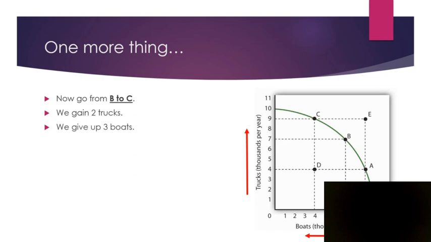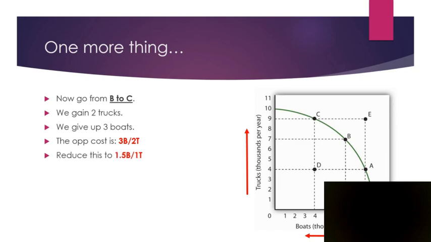We give up 3 boats. So our opportunity cost is going to be 3 boats foregone, right? Because we went from 7 to 4, and we've gained 2 trucks. So take a look and make sure you agree with those numbers. So we've given up 3 boats. 3 boats are foregone in order to gain 2 trucks.